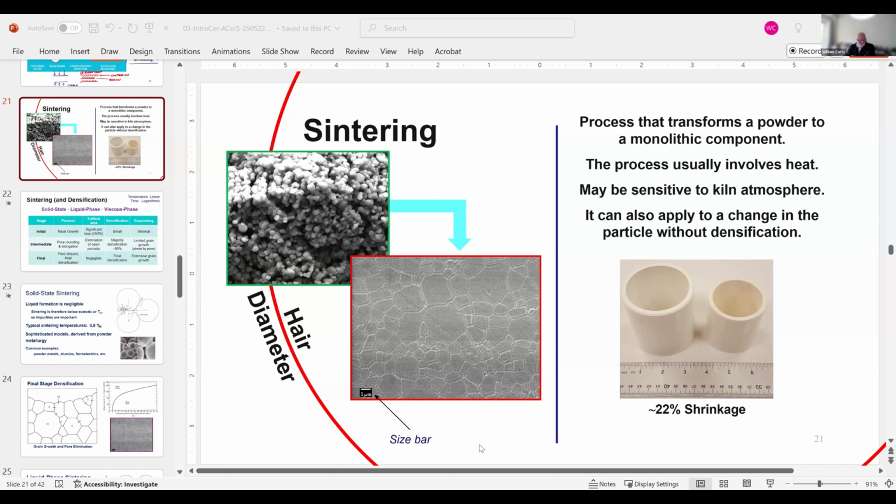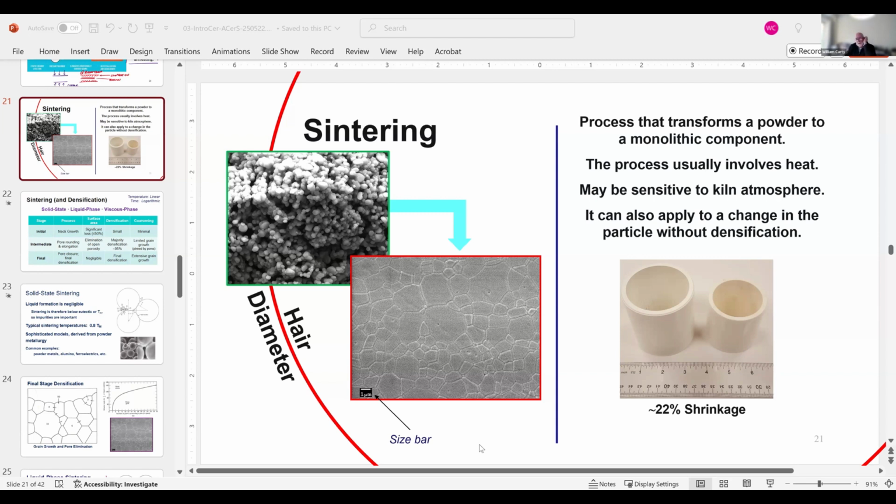Sintering can be very sensitive to the kiln atmosphere. So if I have a system that doesn't like oxygen, like some of my carbides and nitrides, the presence of oxygen can kill the sintering system. If I have a little bit of oxygen on the surface of silicon carbide during the forming process, I won't be able to sinter that material. I have to take it off in the furnace. It is possible also to get coarsening, where the particles get larger without densifying, and that does happen. That's called coarsening.